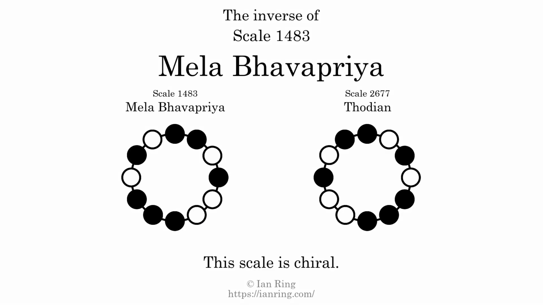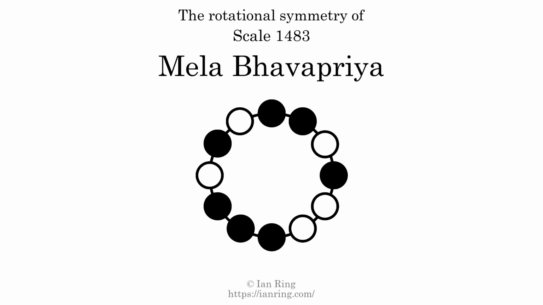The inverse of a scale is a mirror image. It is what you get when the sequence of intervals is reversed. The inverse of this scale is scale 2677, also known as Thodian. This scale is chiral. It cannot transform into its inverse by rotational transformation. This scale has no rotational symmetry.